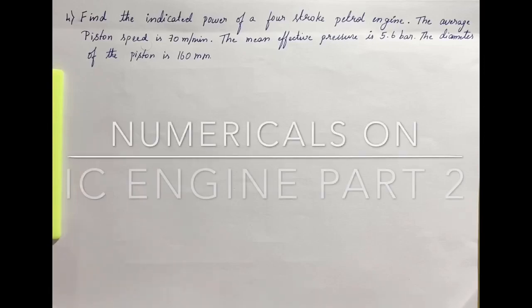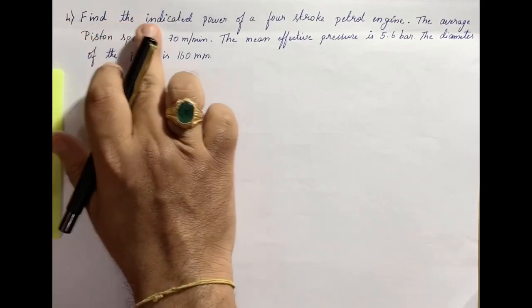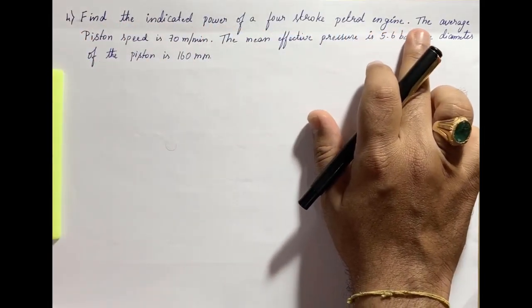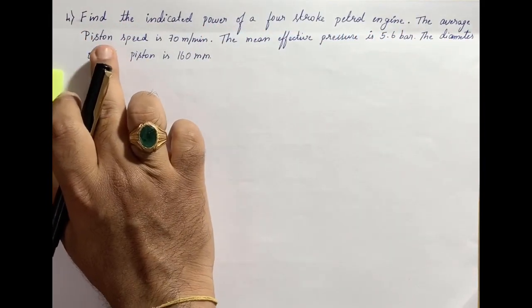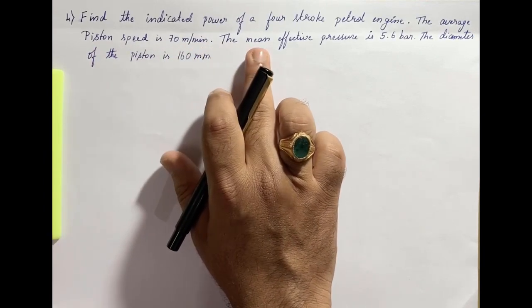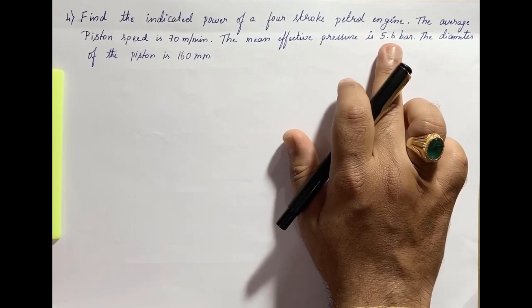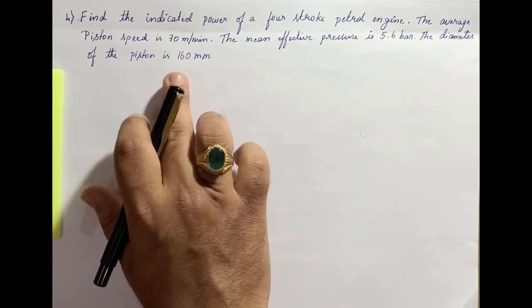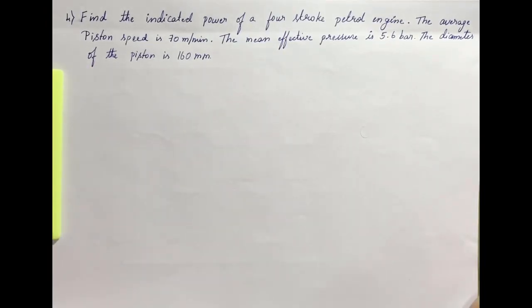We'll see the next numerical on IC engine. The question is like this. Find the indicated power of a 4-stroke petrol engine. The average piston speed is 70 meter per minute. The mean effective pressure is 5.6 bar. The diameter of the piston is 160 mm.